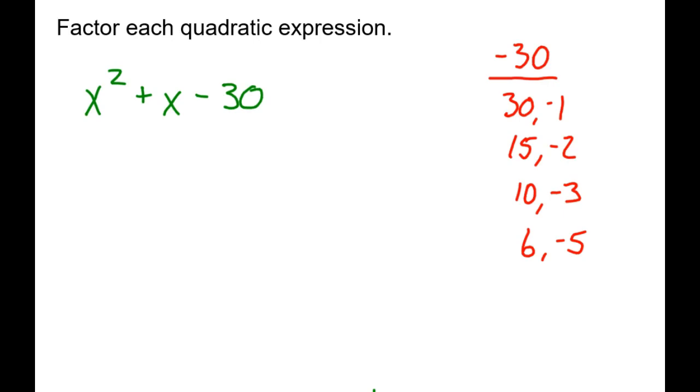Now that I have my list of factors, I'm looking for the combination where the sum of those two factors is a positive 1. There's understood to be a 1 in front of x. The combination that works is 6 and negative 5. If I take 6 plus negative 5, I get a positive 1. So when we break this down into our two linear binomials, it's going to be x and x. And then I have a positive 6 and a negative 5. So x plus 6 times x minus 5, that is the factored form of x squared plus x minus 30.